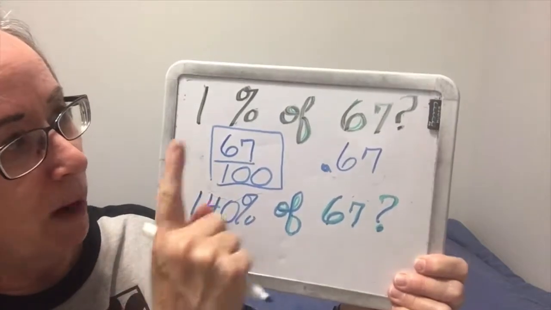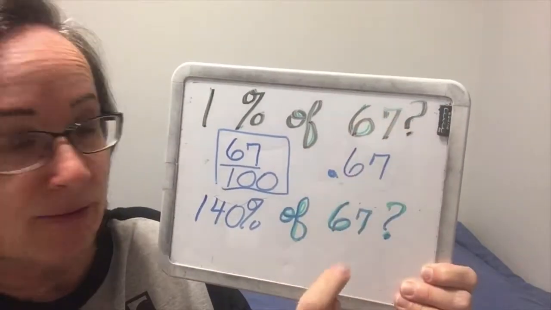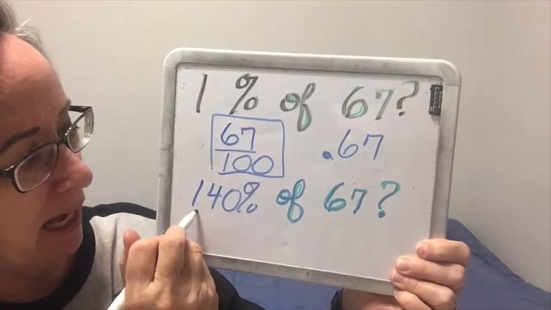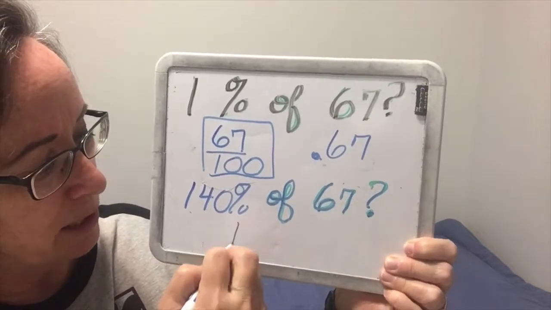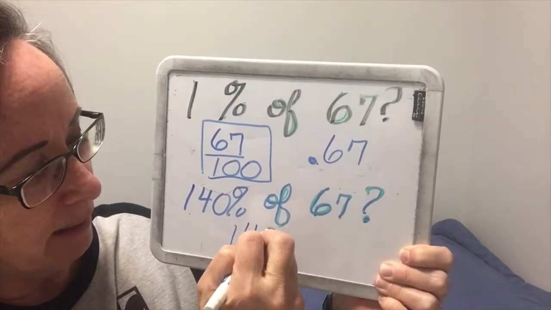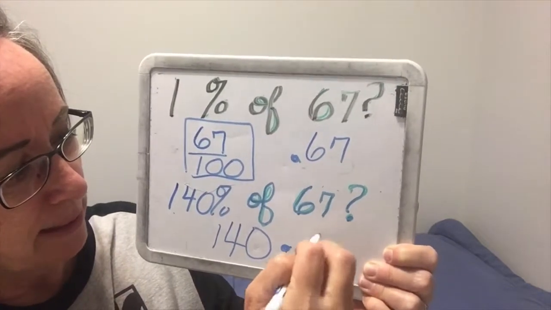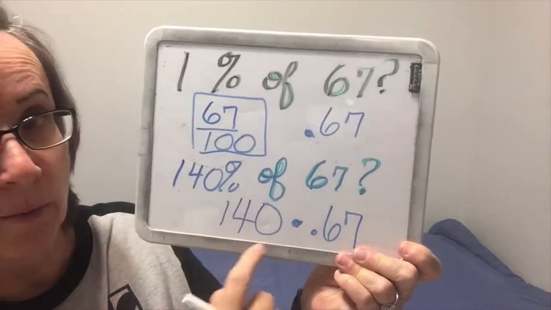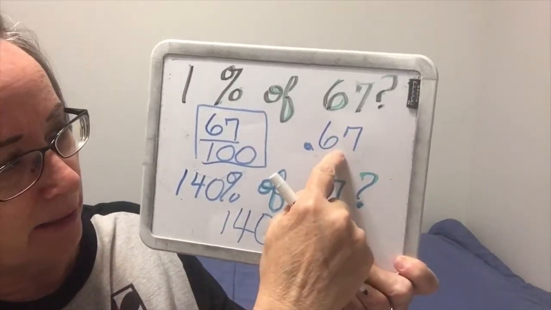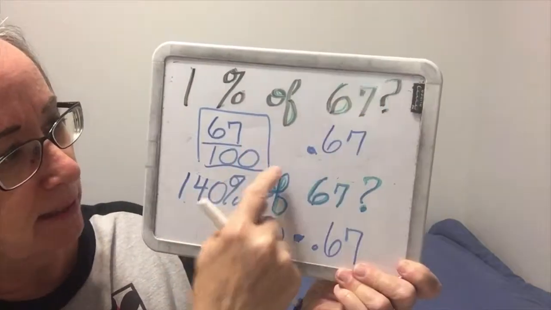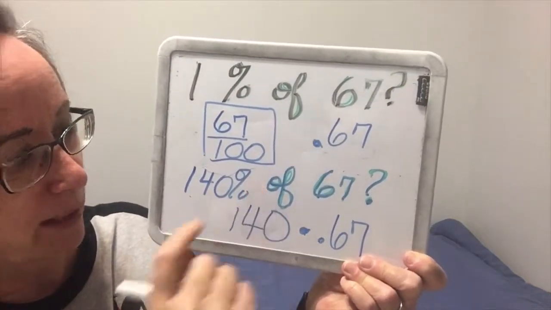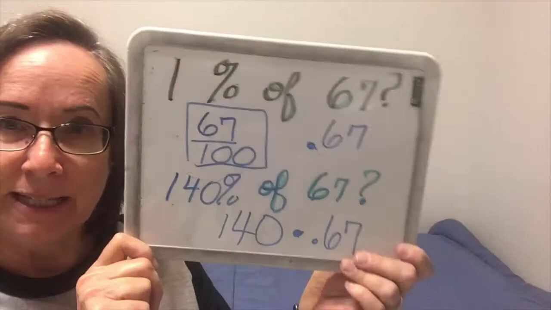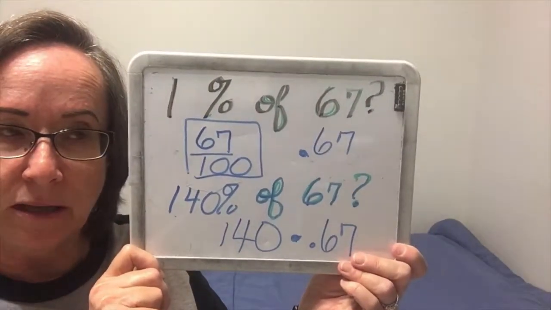So if 1% of 67 is 0.67, then 140%, wouldn't it just be 140 times 0.67? Because the division by 100 was already taken care of here. We already had 1% figured out, so 140% is just going to be 140 times 1%. This is very easy when we're thinking about 100.